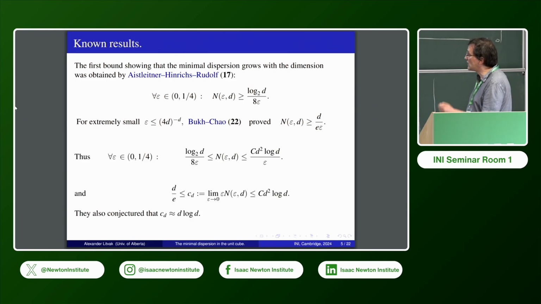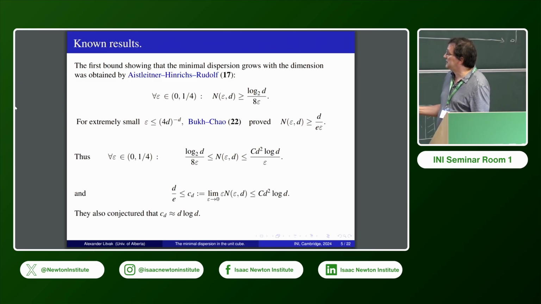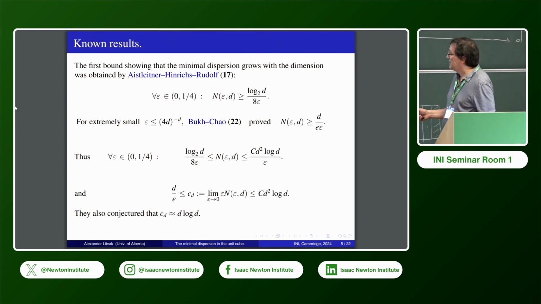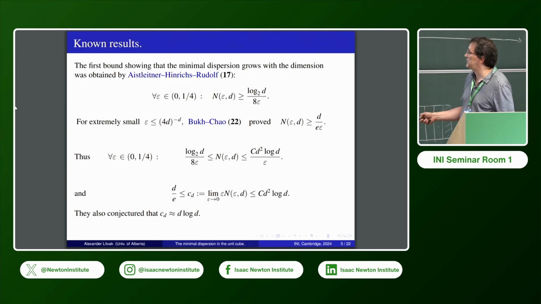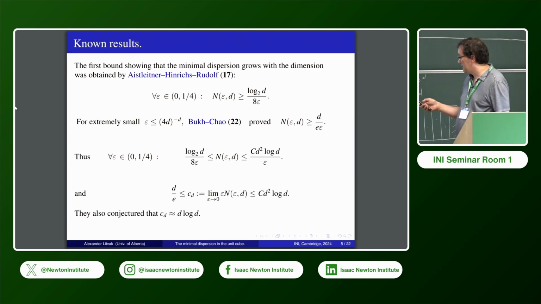So combining these results, what I already mentioned, we can say that n(epsilon, d) is less than this bound. If I want a bound like 1 over epsilon, then here I can put logarithm d, and here I can put d squared log d. Also, if we discuss the limit, then the limit is between d and d squared log d. So still there is a gap, but it's not very big, not like here. Here is the difference between logarithm and polynomial.